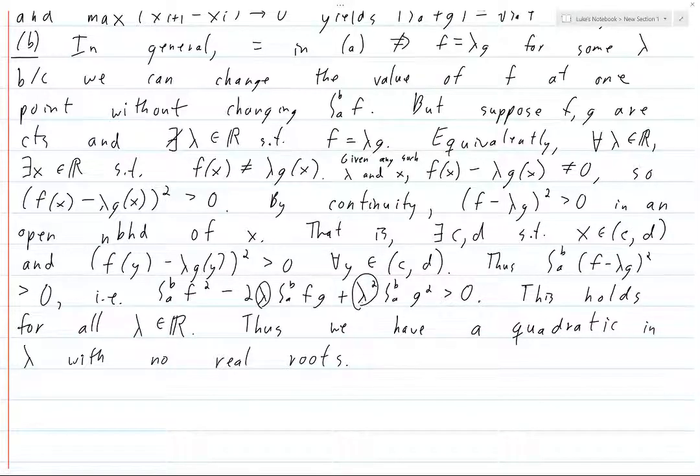That's a quadratic. And by the way, this whole thing that we're doing right now should look familiar if you read through the proofs in the textbook, because this is very similar to the proof of 1-1, 2, which is in fact the thing that we used in part A of this exercise. Anyways, thus we have a quadratic in lambda with no real roots.